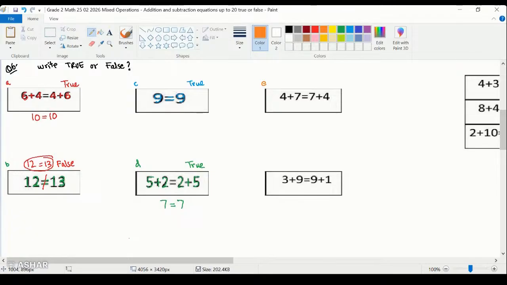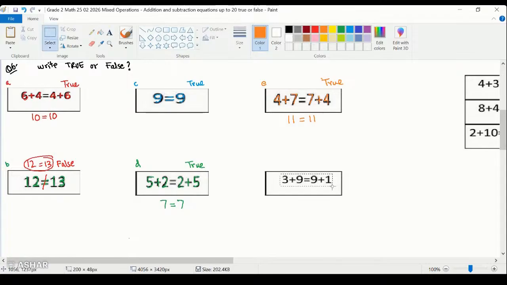Part E. What about part E? Is it true or is it false? What is 4 plus 7? 4 plus 7 equals to 11, or 7 plus 4 would be 11 as well, right? And they both are equal. So we say they are true statement.